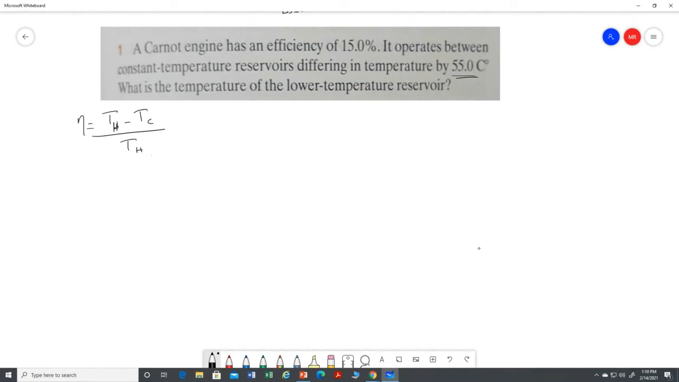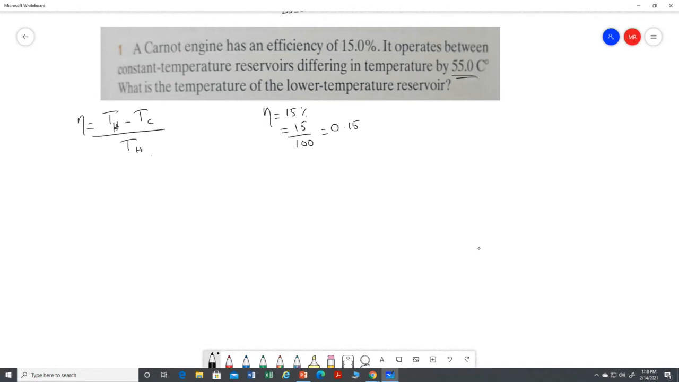Now, let's just read the question. What is given here? The Carnot engine has the efficiency. So the efficiency is given. That means eta value is given. Am I right? Yes. So if it is 15%, what you have to do? 15 divided by 100 gives you 0.15. Okay, let's continue.